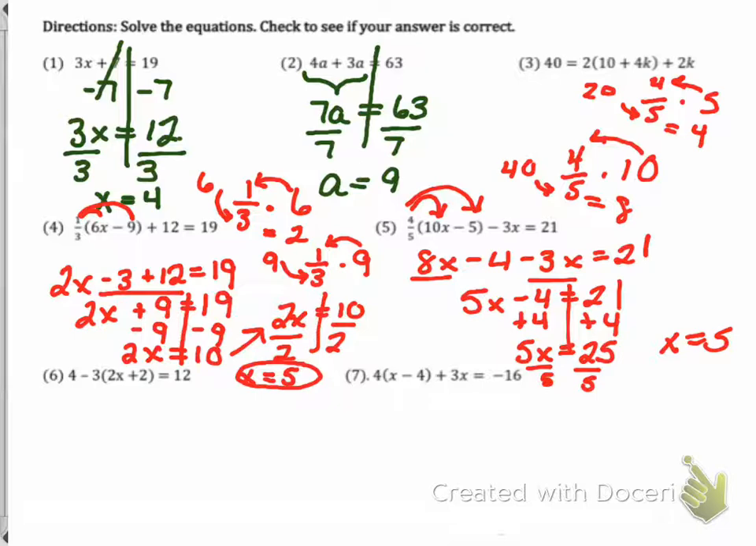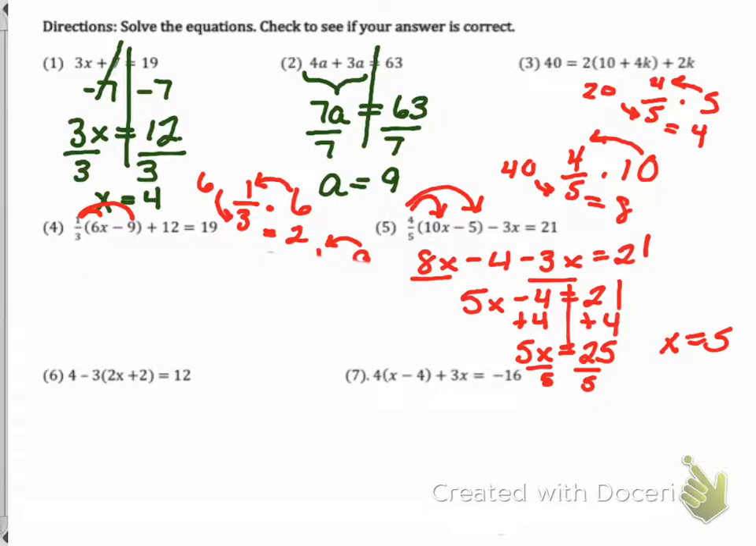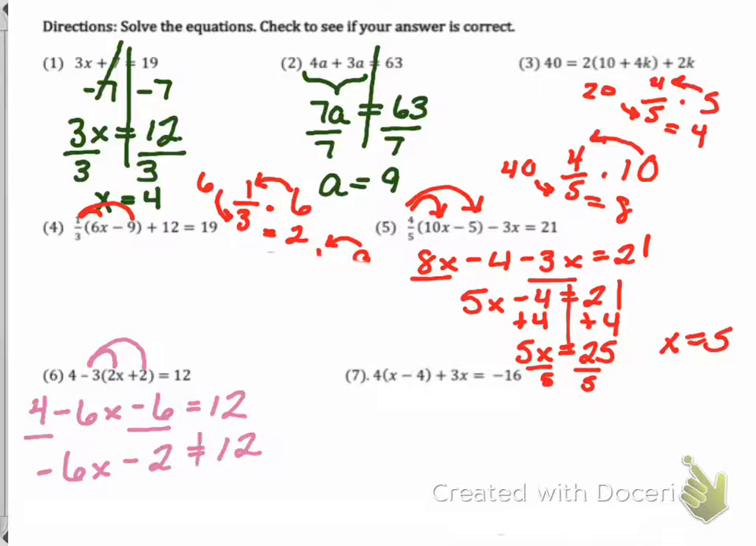So in number 6, hopefully the first part didn't fool you, and I'm going to erase number 4's work because it's in my way. You should have distributed only the -3 because that's what's next to the parentheses. So I would have 4 minus 6x minus 6 is equal to 12. Then I would combine like terms. I've got 4 and -6, which would give me -2. So I would rewrite this as -6x minus 2. Hopefully I didn't drop the negative. Then I would add 2 to both sides, and I get -6x is equal to 14.